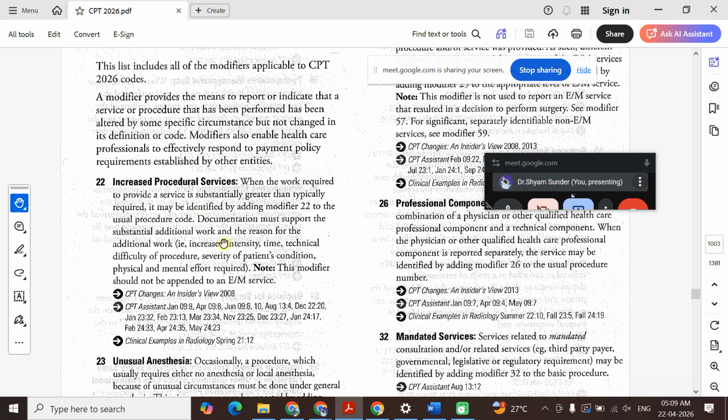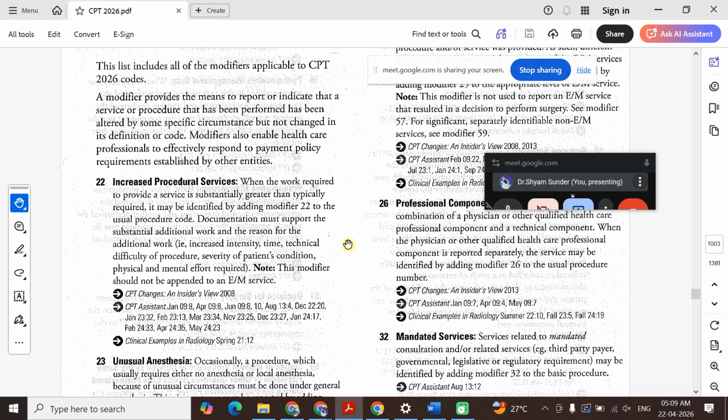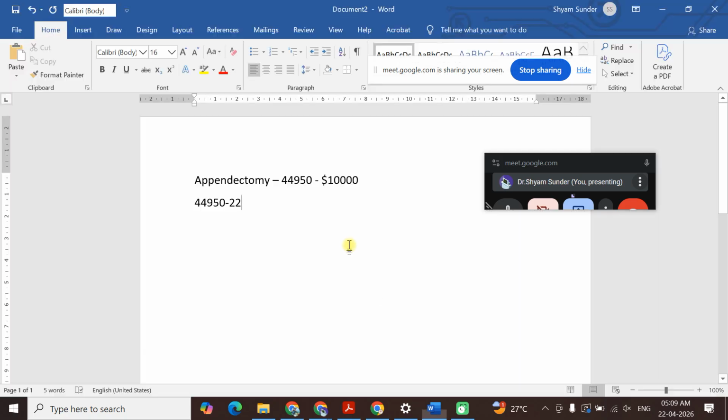You have to read the entire description. When you assign this and submit the code to insurance, the payer understands that this is an increased procedural service, and they review the record and increase the payment by maybe 20%, depends. That's how it happens. This is the meaning and utilization of modifiers. Without assigning appropriate modifiers, your CPT coding is not complete. You should not only look at the codes, but also the modifiers. Very important.